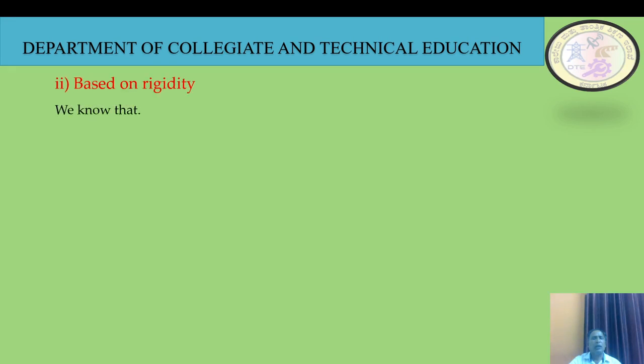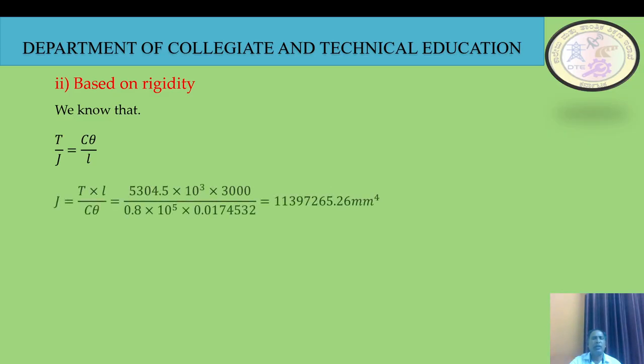so as you know that T by J is equal to C theta by L. So from this equation we can calculate the value of J. J is equal to T into L by C theta. So by substituting the value of torque transmitted, length of the shaft, modulus of rigidity, and the angle of twist, we can have the value of the polar moment of inertia as 11397265.26 mm4.